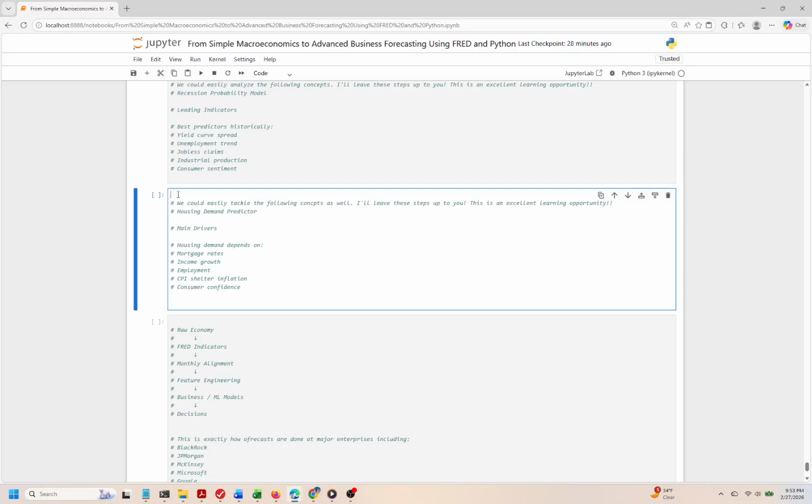As we move forward, the next cell will likely delve deeper into the methodologies for quantifying these indicators and how they contribute to our predictive model.